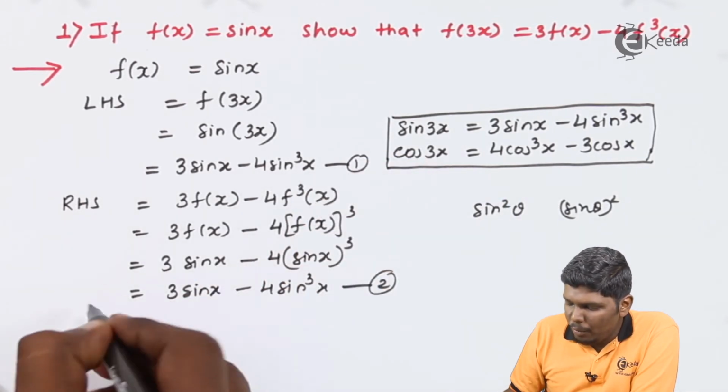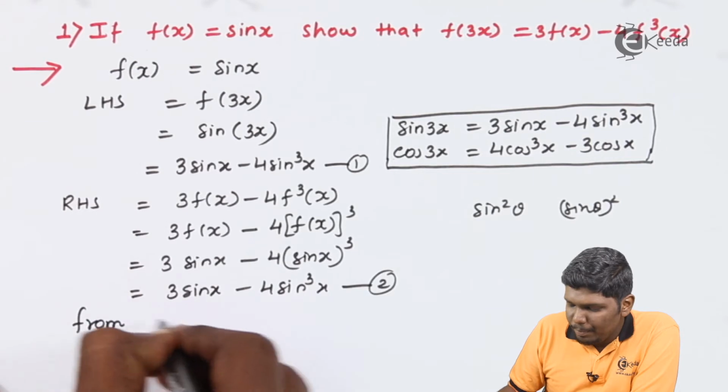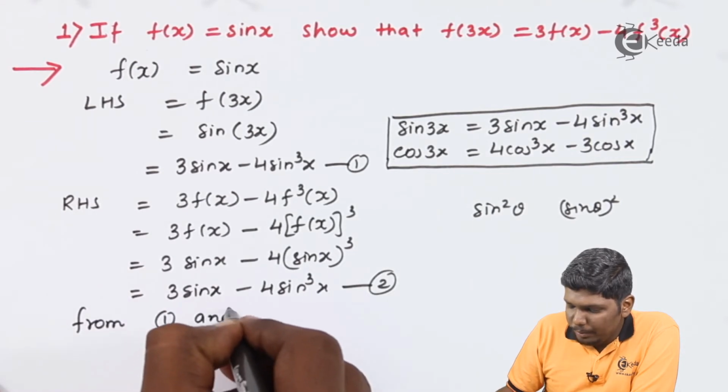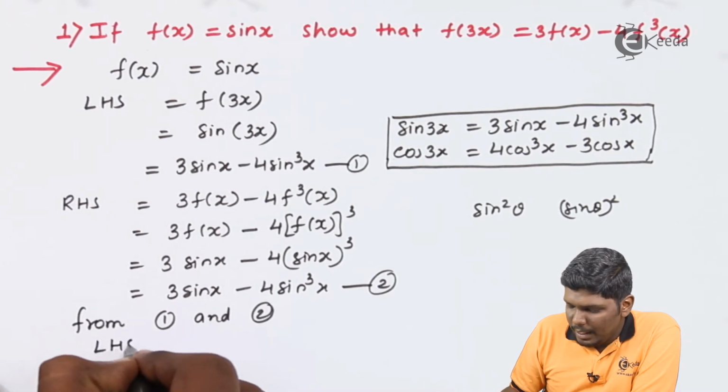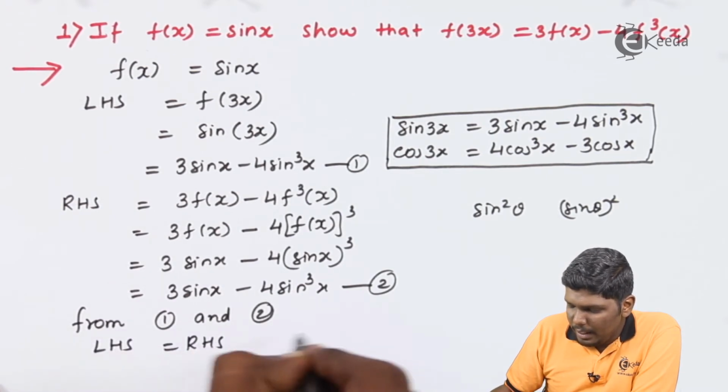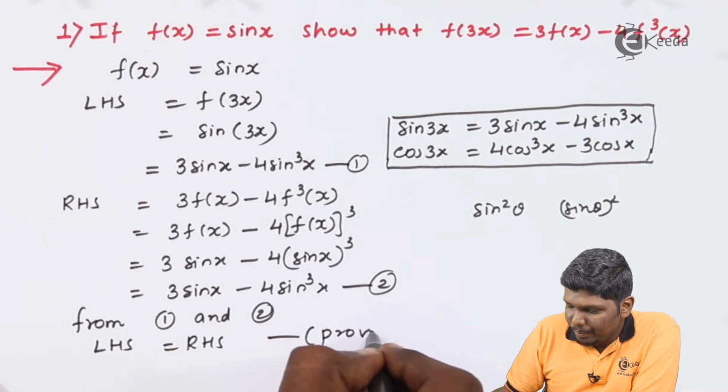Again you can see from 1 and 2 we have got both the sides same. So LHS is equal to RHS and it is proved.